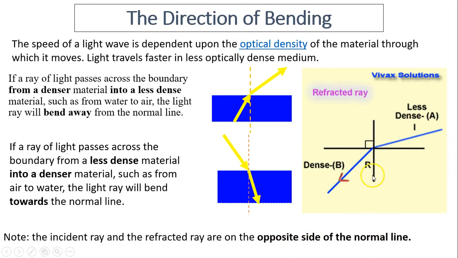Let's take a look at this animation. Denser to less dense, you bend away. Less dense to denser, you move toward the normal. By the way, these rays are reversible. If I shine a light this way, it's going to bend this way. That's what this animation is saying.